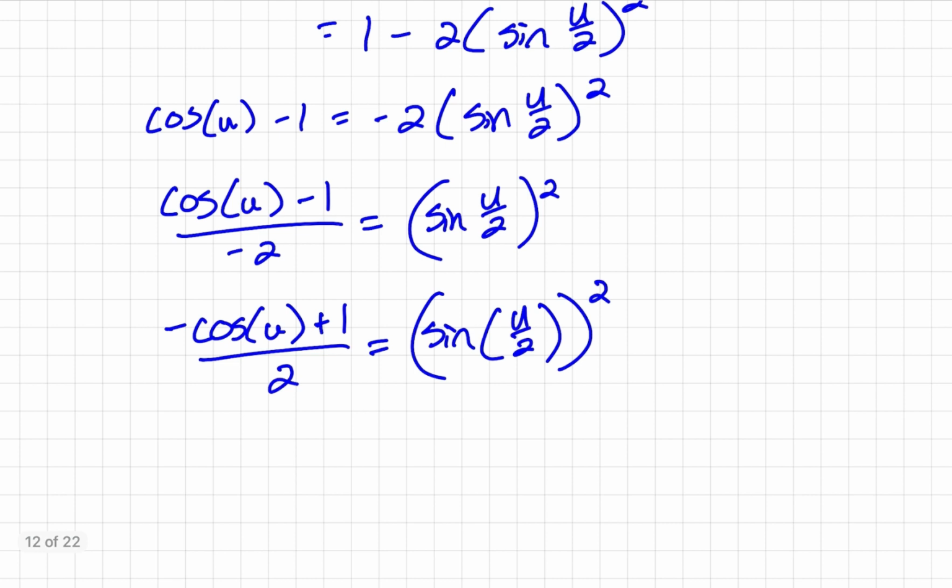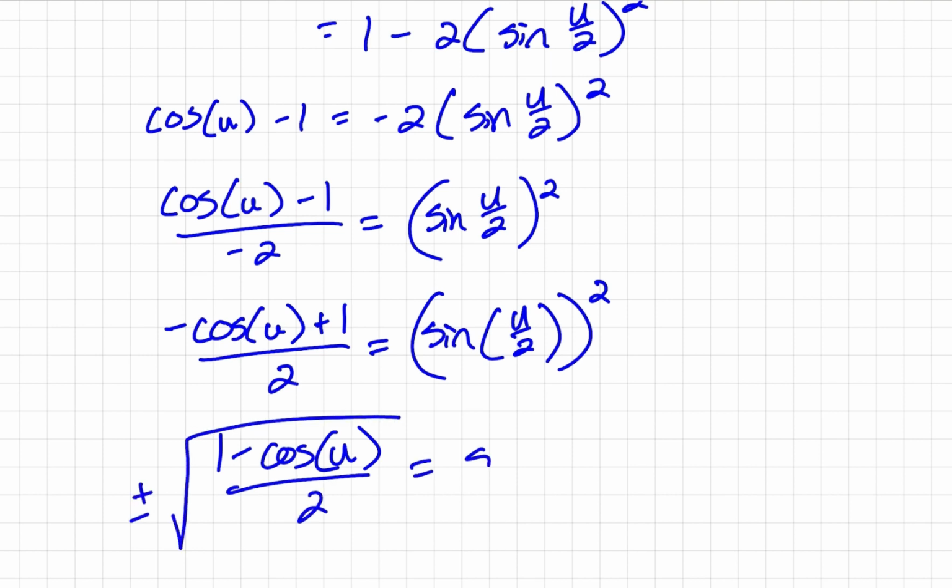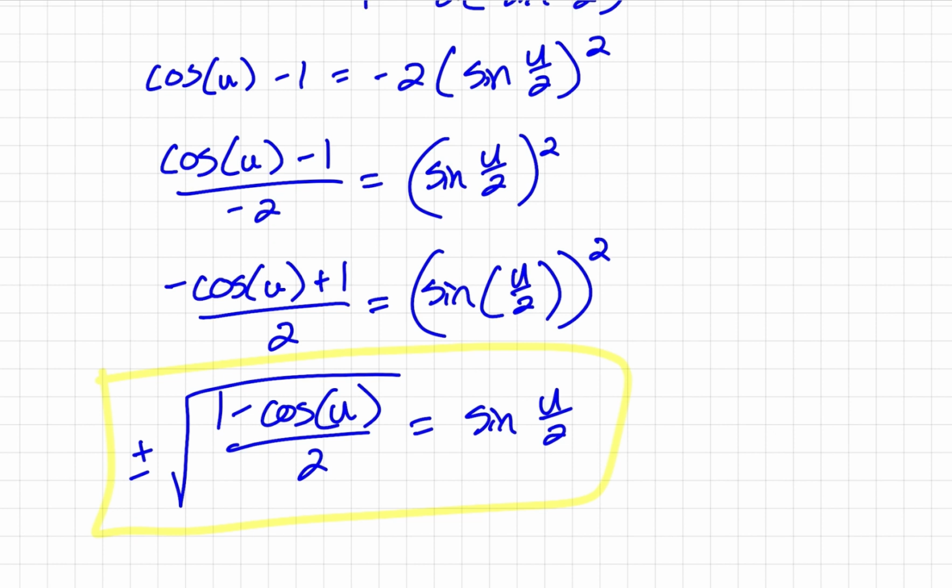And then finally, I'm going to take the square root of both sides, and at the same time, I'm going to switch these places. Again, I like my trig expression to be at the back of the expression. So it'll become 1 minus cosine of u, all divided by 2, and it's a plus or minus the square root of all of that is equal to sine of u over 2. And that is the sine half angle identity.